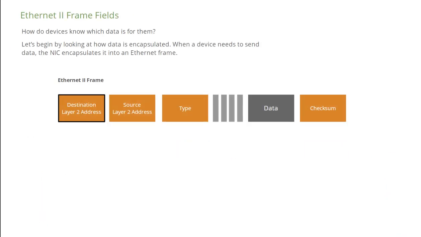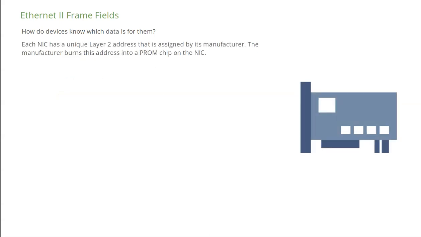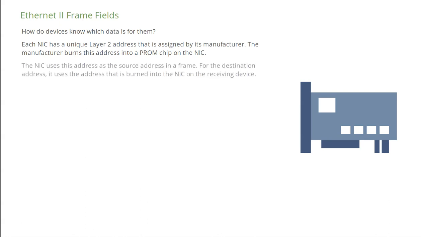The Ethernet frame includes the destination Layer 2 address of the device receiving the data, as well as the source Layer 2 address of the device sending the data. Each NIC has a unique Layer 2 address that is assigned by its manufacturer. The manufacturer burns this address into a programmable read-only memory, or PROM, chip on the NIC. The NIC uses this address as the source address in a frame. For the destination address, it uses the address that is burned into the NIC on the receiving device.